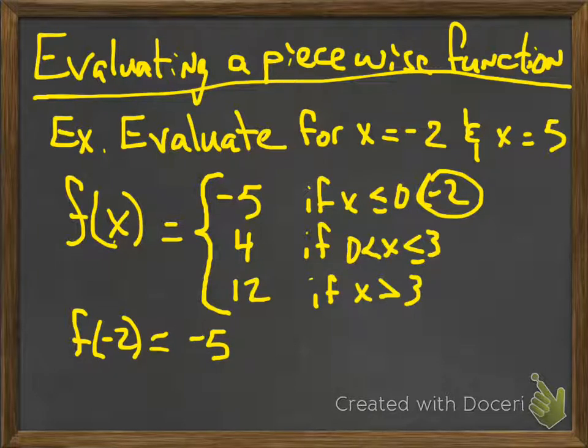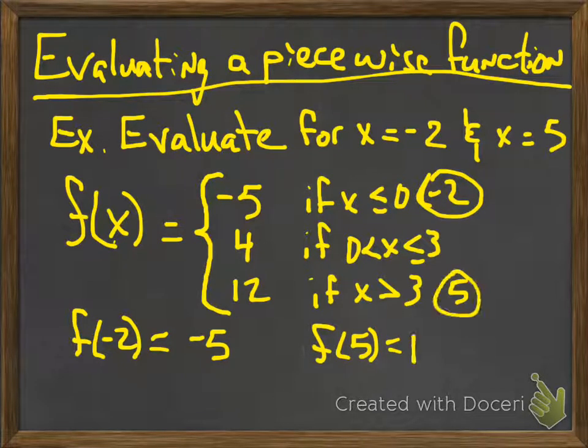No substituting in or anything like that to solve, it's just straight numbers. That one makes it kind of easy. At 5, well, 5 belongs to numbers that are greater than 3, so it would be that third equation, which means the answer would be 12. So the idea here is to make sure that you pick the right function that it belongs to and then plug it in however you may need to.